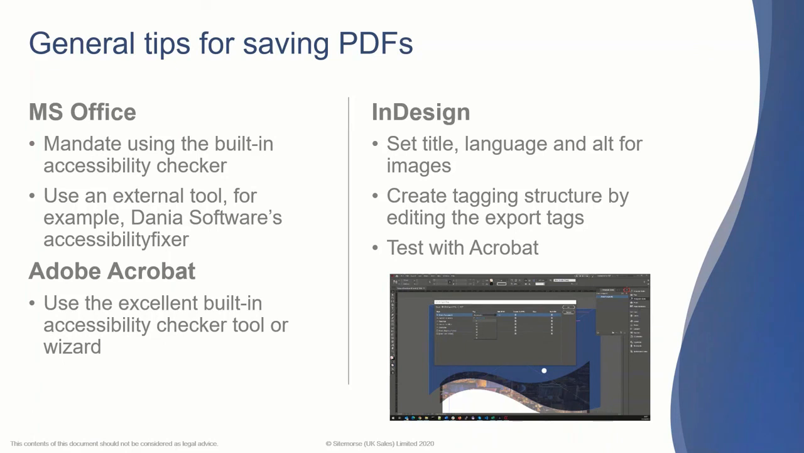For InDesign, educate your designers and make sure they include a few small additions as part of their workflow. These are to set titles and languages when exporting to PDF, create tagging structures, and if you can, make them test with Adobe Acrobat before they send it to you. You could always enforce this by contract if they are external to your organization, but typically they will charge more for the extra work. Educating everybody concerned is probably the best tip for ensuring accessibility of your PDFs.